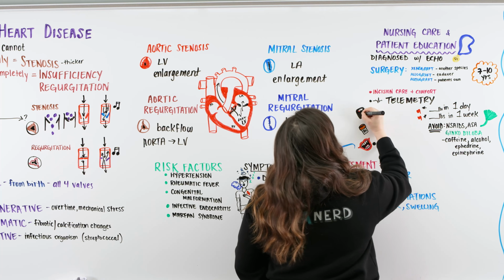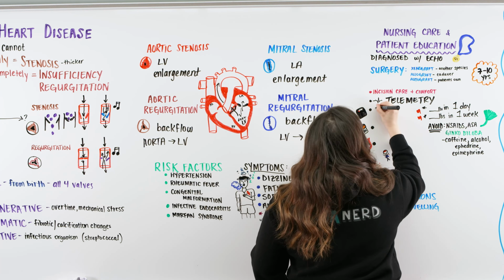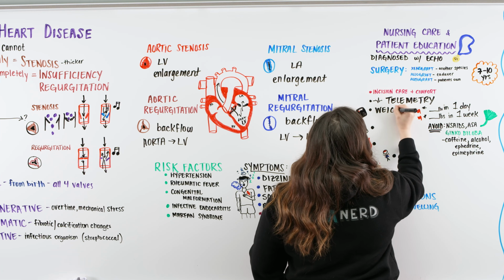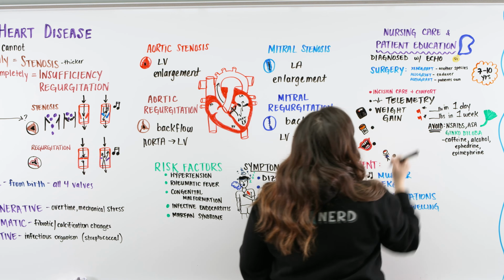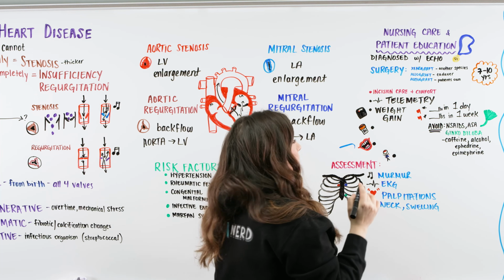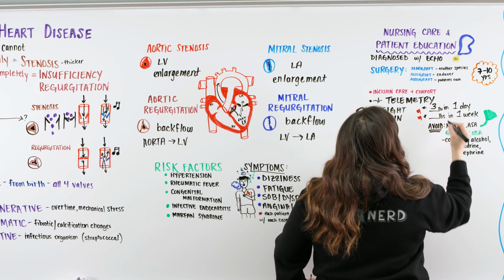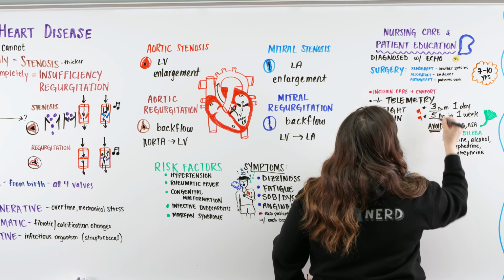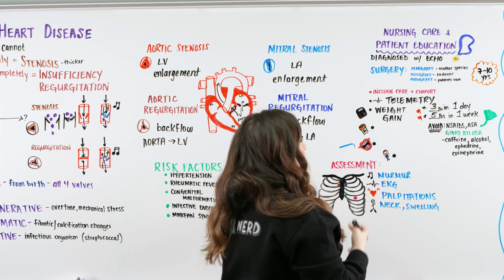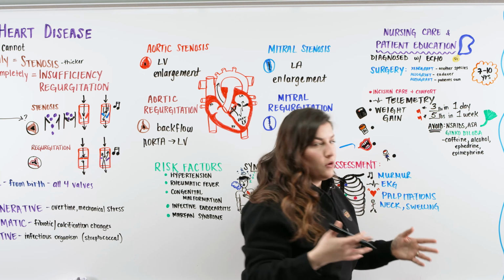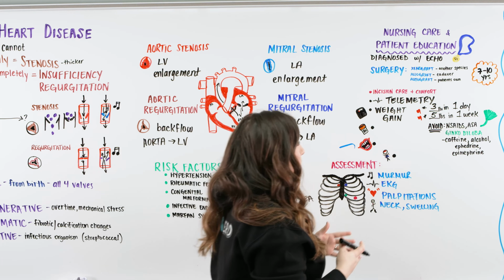We want to also make sure that they are educated on what? What's the scale here for? Weight. Particularly weight gain. We are very keen on weight gain, particularly the red flags that you want to tell your patient are 3 pounds in 1 day or 5 pounds in 1 week. We want to make sure that our patients are weighing themselves the same every day or every other day, just so that they are able to keep an eye on themselves.